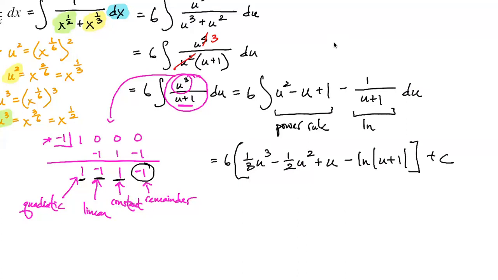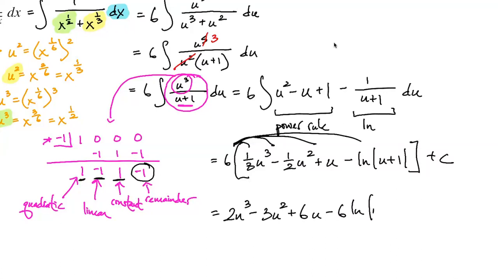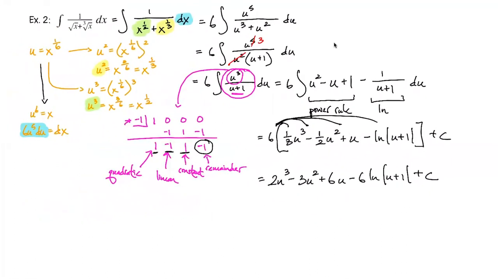Okay. And now we're going to distribute. So we'll get 2u cubed minus 3u squared plus 6u minus 6 natural log of u plus 1 plus c. And then I'm going to go back, and everywhere I see the u, I'm going to put in x to the 1/6. Okay.